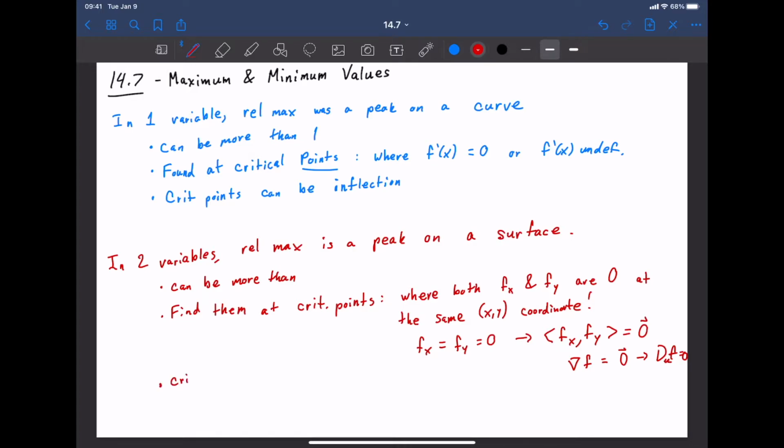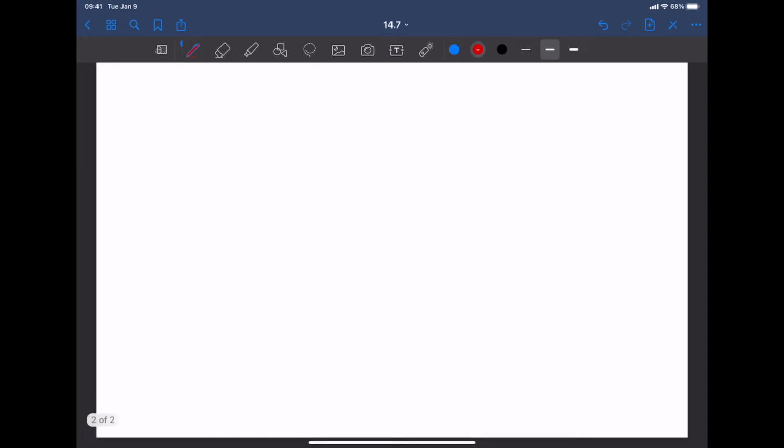Now critical numbers or critical points can be saddle points or undefined. Places where we're not really sure what to do with the information. Okay? So, what does this look like? And how can we find them? How can we determine whether something's a critical point or not? Or sorry, how can we determine whether a critical point ends up being a relative max and a relative min?